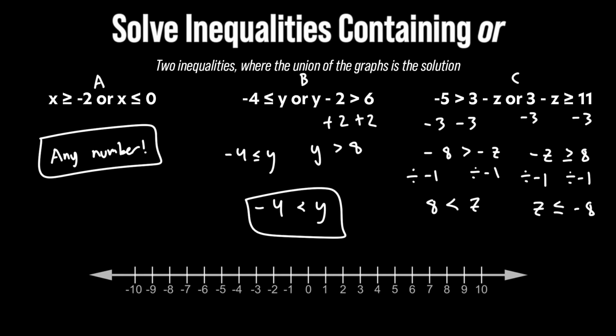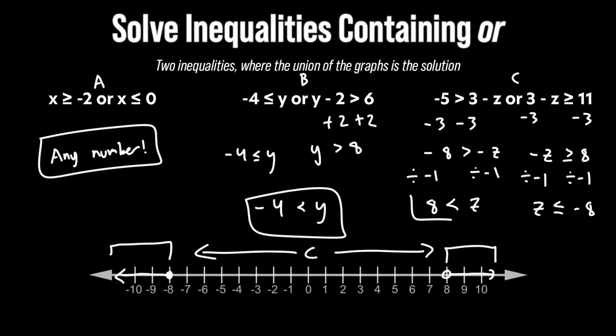So z has to be any number greater than 8, and it's going to be an open circle, so it goes this way. Or z has to be a value less than or equal to -8, closed circle, and it goes this way. So now we see our solution set is from -infinity to -8, or it's from 8 to infinity. So C is going to be the aggregate of these two intervals. So both of these inequalities have their separate locations on the number line.